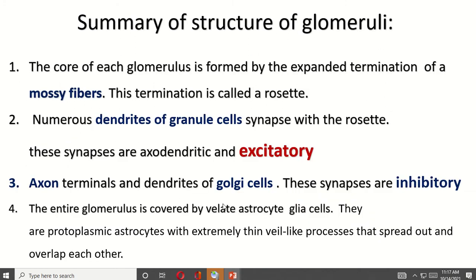So this is the summary of the structure of the glomeruli. The core of each glomerulus is formed by the expanded terminations of the mossy fiber. This termination is called the rosette, and numerous dendrites of the granule cells synapse with the rosette, and these synapses are axodendritic and excitatory. The axon terminals and dendrites of Golgi cells form synapses that are inhibitory, and this glomerulus is covered by velate astrocytes.